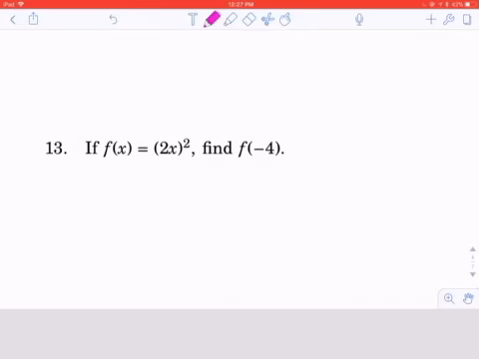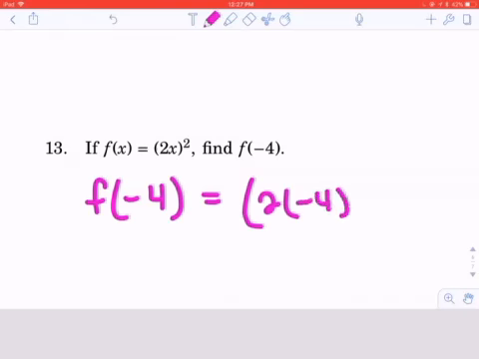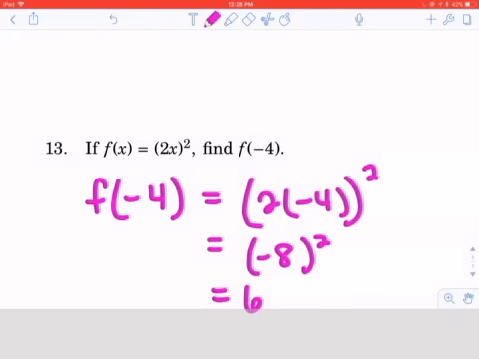Number 13, I blasted you with these negatives and exponents tonight because I really wanted to make sure we finally stop making this mistake. 2 times -4 is -8, and -8 squared is +64.